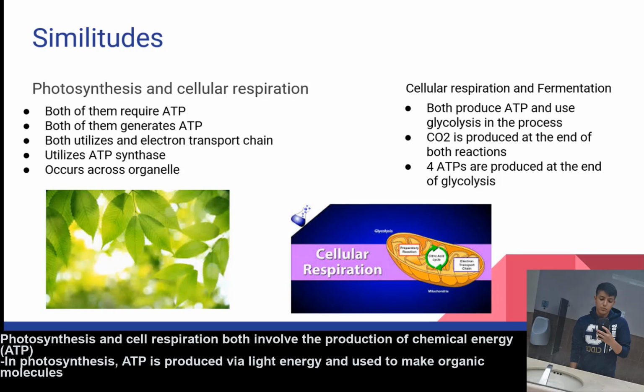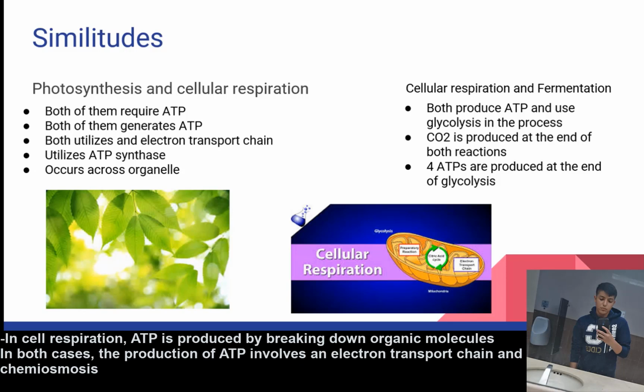Photosynthesis and cell respiration both involve the production of chemical energy, ATP. In photosynthesis, ATP is produced via light energy, photophosphorylation, and used to make organic molecules. In cell respiration, ATP is produced by breaking down organic molecules. In both cases, the production of ATP involves an electron transport chain and chemiosmosis.